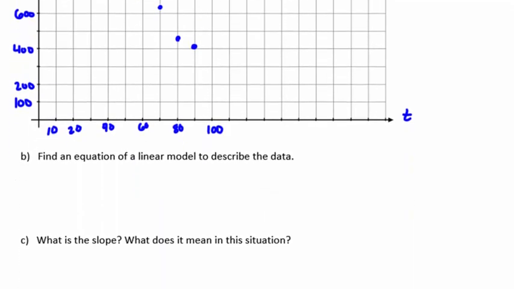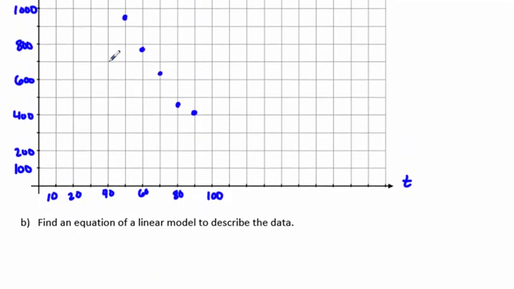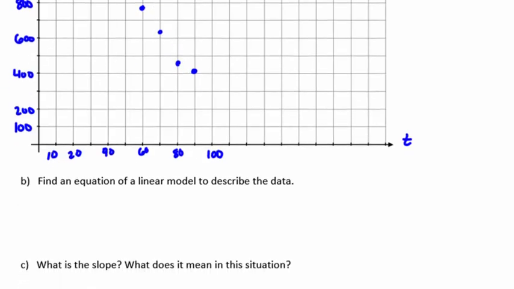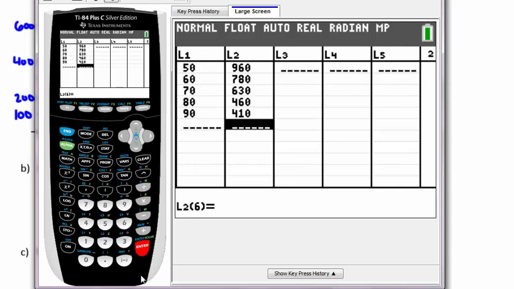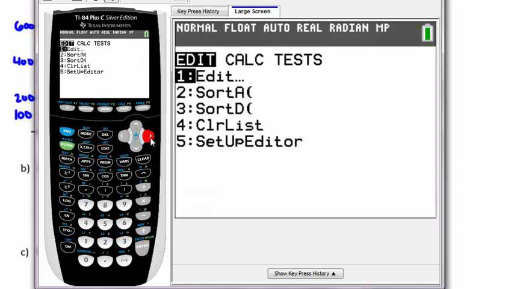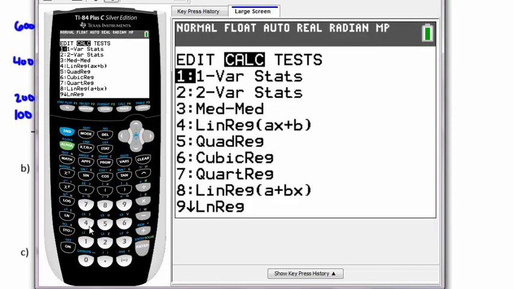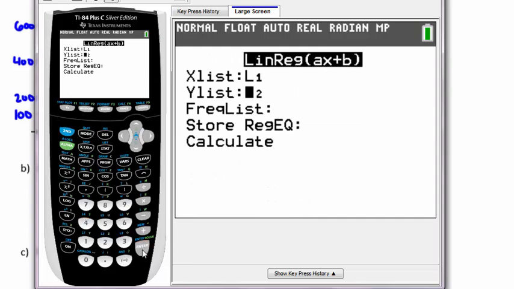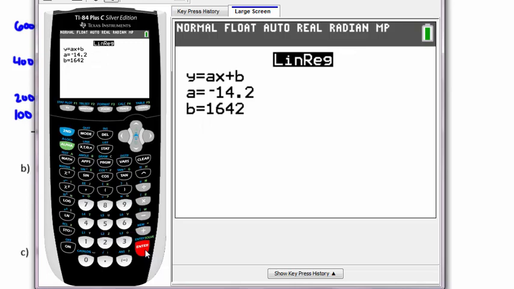In part B, we want to find the equation of the linear model. Since the data is definitely not exact, but approximately linear, we're going to use a linear regression. So you're going to go to your calculator and put all of your data in the Stat menu, Stat Edit, in List 1 and List 2, and then go into Stat and calculate option 4 for your linear regression. Okay, so our linear regression gives us the equation y equals negative 14.2 plus 1,642.